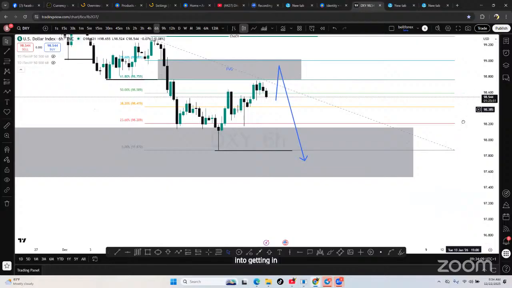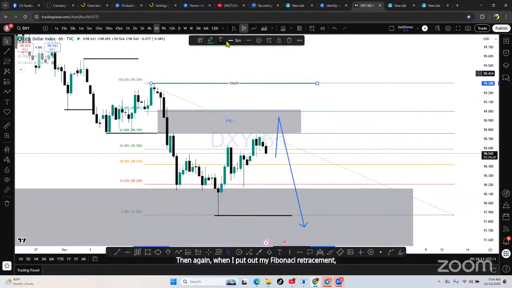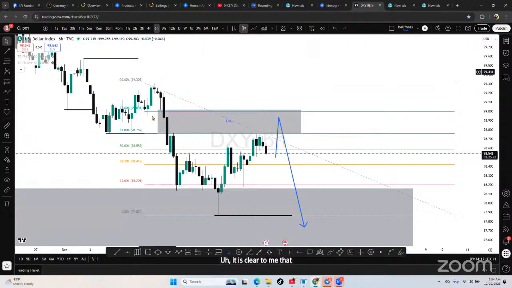From everything I'm seeing, the market is simply trying to pull people's legs into getting in for a quicker sell. Then again, when I put out my Fibonacci retracement, it is clear to me that this market has not yet gotten a 60% or a 50% retracement.